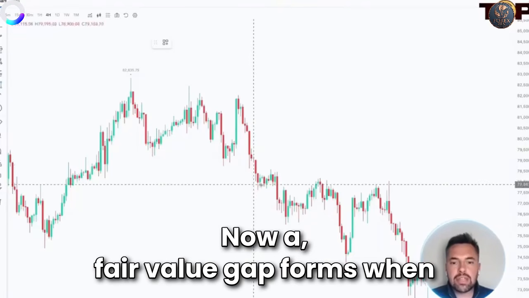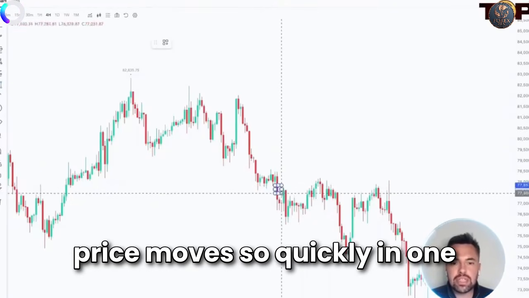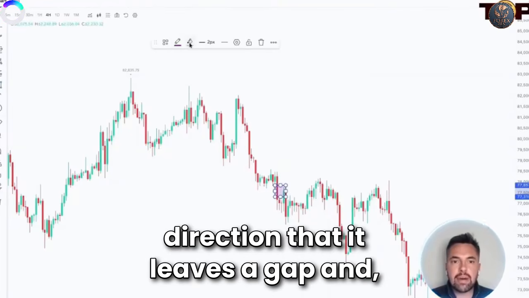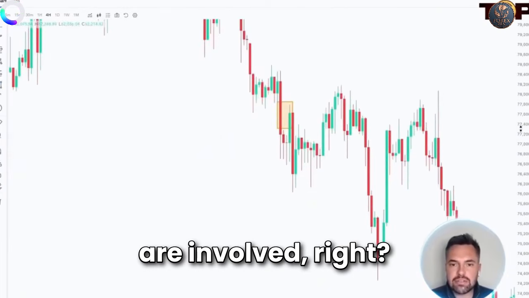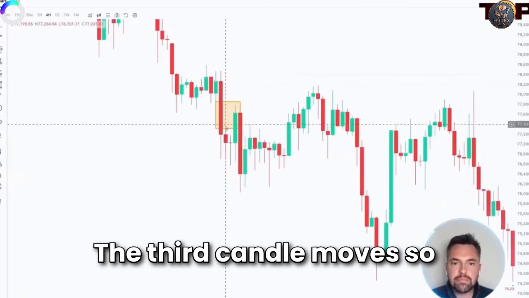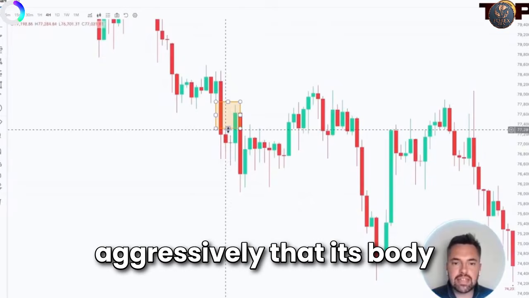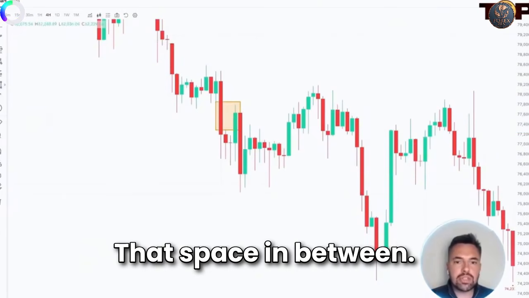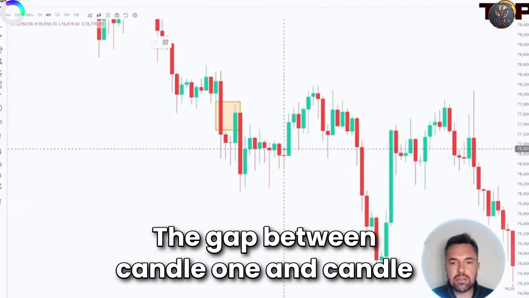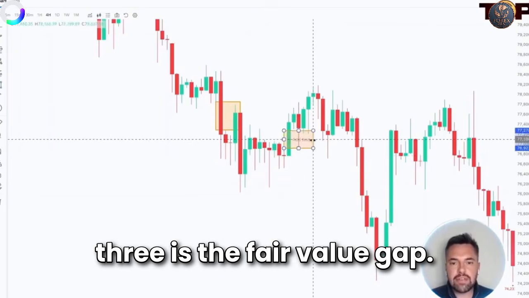Now, a fair value gap forms when price moves so quickly in one direction that it leaves a gap, an imbalance on the chart. Now, three candles are involved, right? The first candle moves in a direction. The third candle moves so aggressively that its body doesn't overlap with the first candle's body at all. That space in between, the gap between candle 1 and candle 3, is the fair value gap.